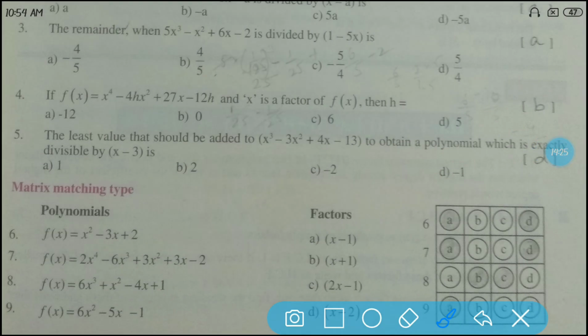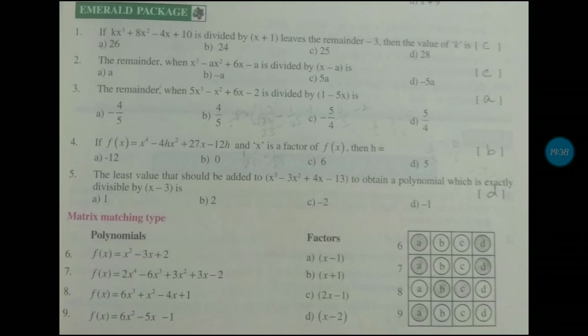And the next one, for this polynomial, we have A and D the same. And this one, B and C. And the last one, we have option A only. Okay. So this is the Amaral package.